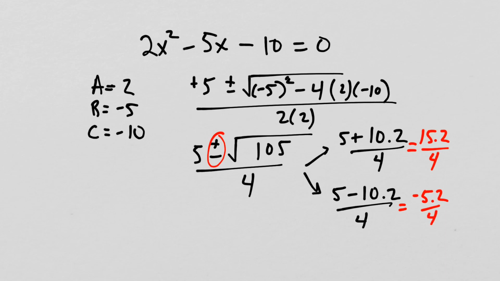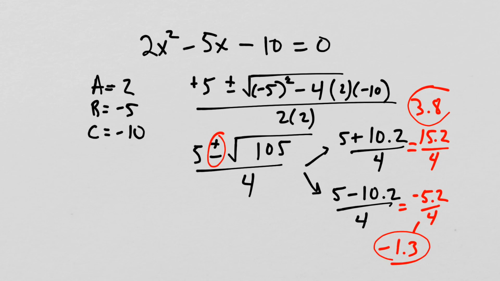So we have two answers. We could get the decimal values by just doing the division. So this one is negative 1.3 down here. And the top one, 15.2 divided by 4, is a 3.8. So my two solutions, those would be your two x-intercepts of 3.8 and negative 1.3.